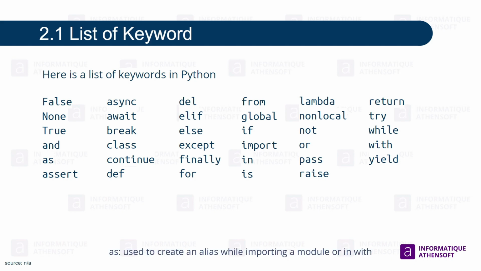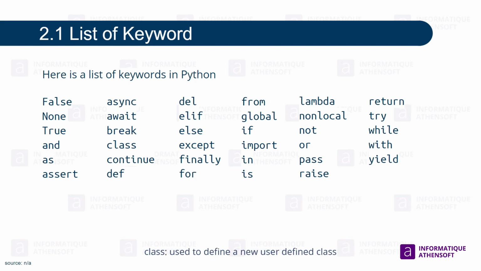As, used to create an alias while importing a module or in with statements. Assert, used for debugging purposes to check the correctness of code. Async, used to declare an asynchronous function. Await, used to wait for an asynchronous function to complete. Break, breaks out of the current closest enclosing loop.